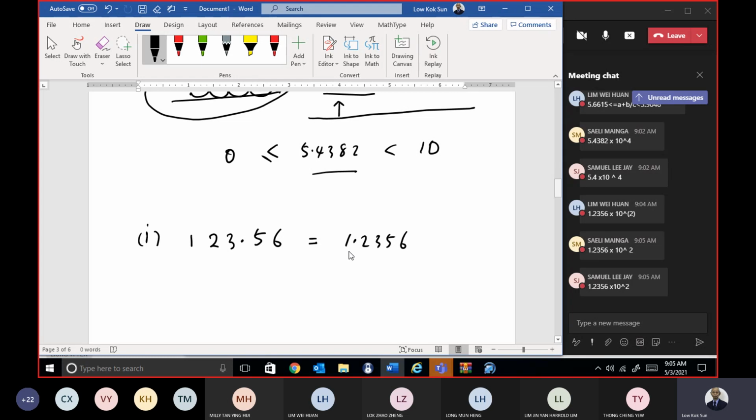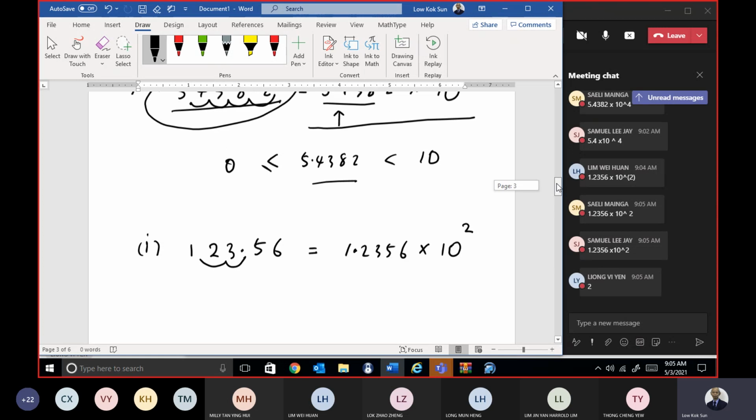So this one, quickly put down, but then times 10 to the power of what? The point is here, 1 point something. So you locate that point here, 1 point something, and you move how many times? 1, 2. You move 2 times so that it comes to the decimal point. So you move 2 times.